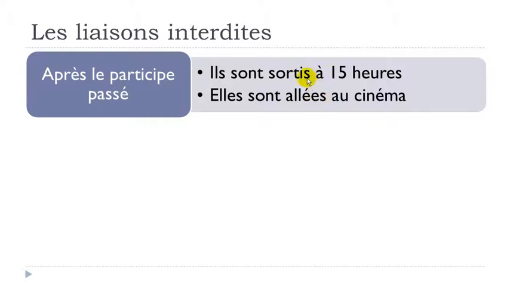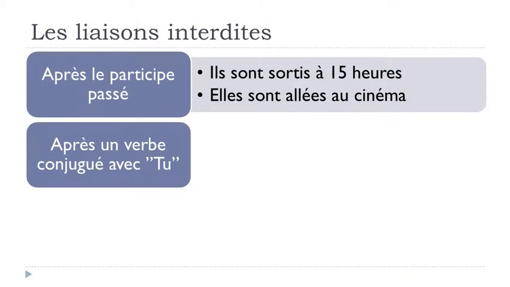It would be possible to make a link between S and A here, and S and A-U here. But then the rule is quite strict. You don't make a liaison after your participe passé. So ils sont sortis à 15h. All right, so no liaison here, no link between the two. Ils sont sortis à 15h. Exactly the same thing here. Elles sont allées au cinéma. All right, elles sont allées au cinéma. So no liaison after your participe passé here.